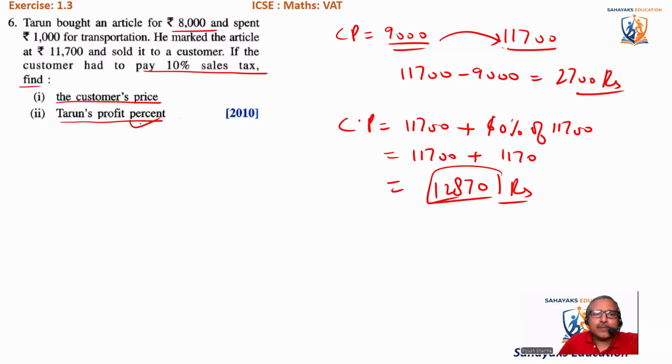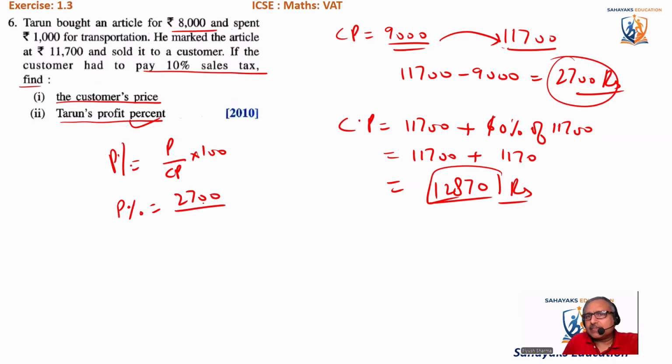Now, Tarun's profit percentage. Profit percentage is profit divided by CP into 100. He has made a profit of 2,700 rupees, so it is 2,700 on what price? The CP for him was 9,000, multiplied by 100. We just cancel it out, this also gets cancelled out, and 9 3s are 27. So it comes out to be that he has made a profit of 30%.